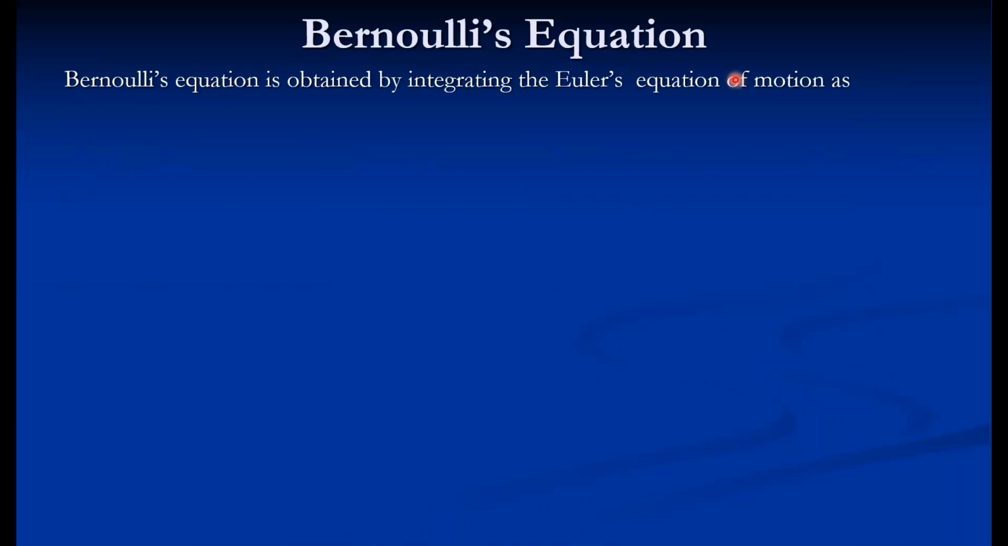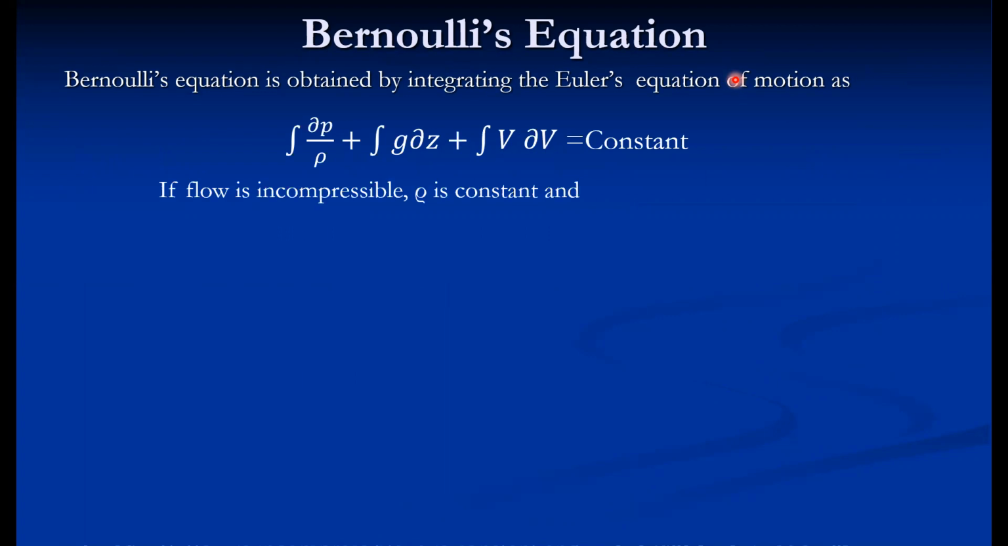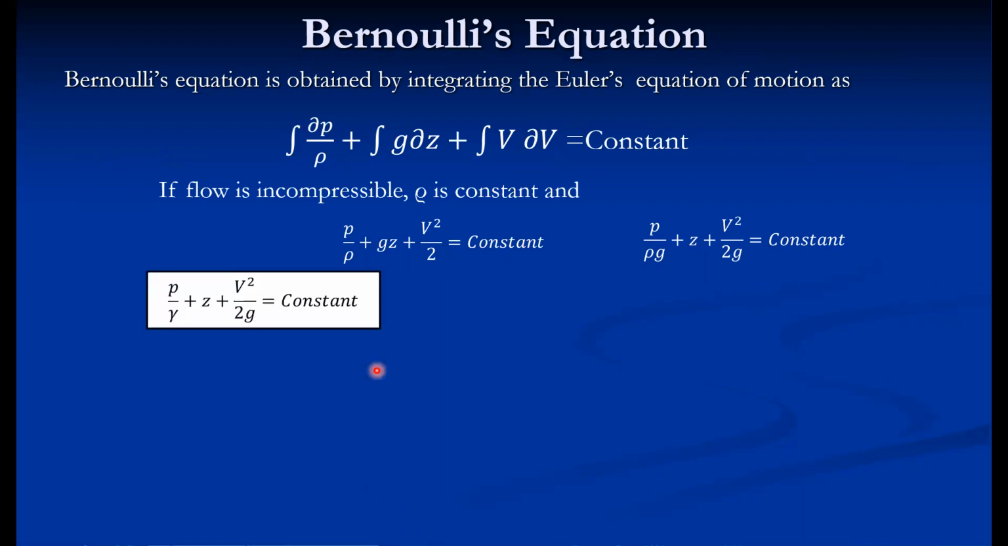Bernoulli's equation is obtained by integrating Euler's equation of motion. As Euler's equation is in differential form, if we integrate it by considering incompressible flow, that is rho equal to constant, we have this form of Bernoulli's equation: P by rho plus g Z plus V square by 2 is equal to constant. If we divide both sides by g, we get P by rho g plus Z plus V square by 2g equal to constant. So this is the most used form of Bernoulli's equation: P by gamma plus Z plus V square by 2g equal to constant.